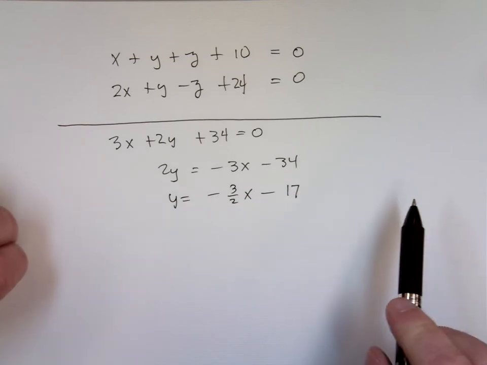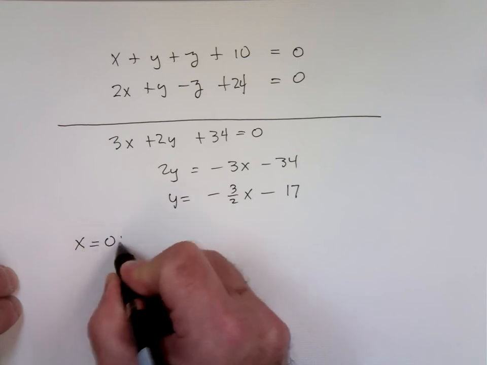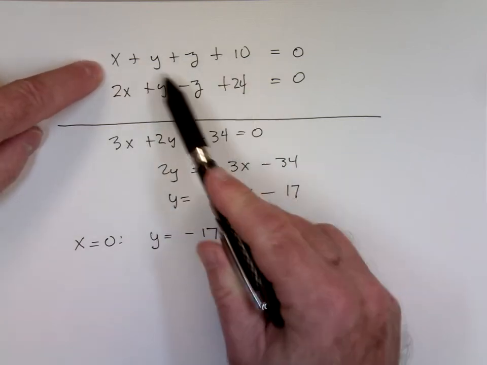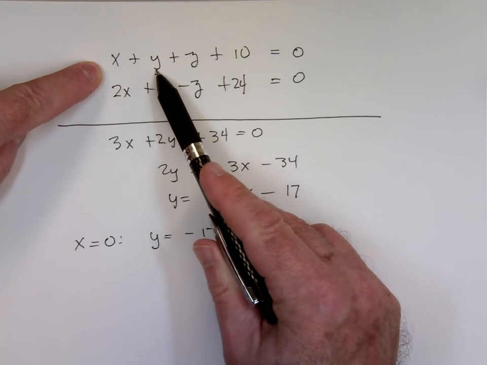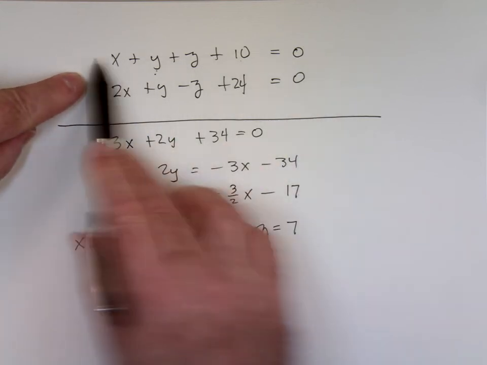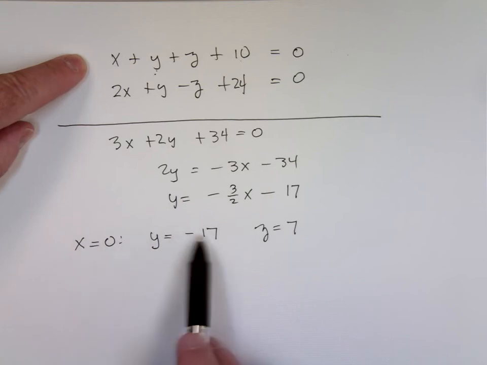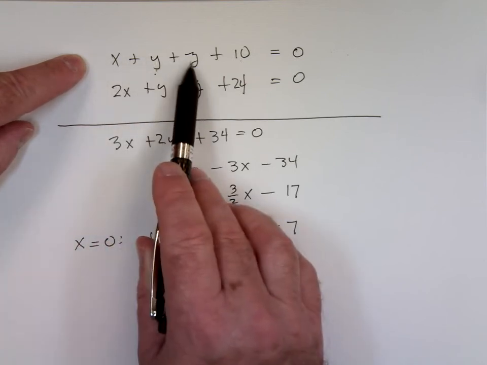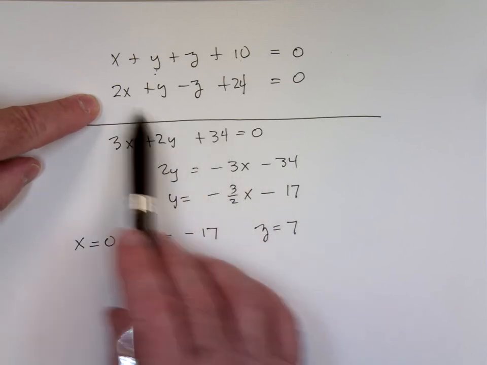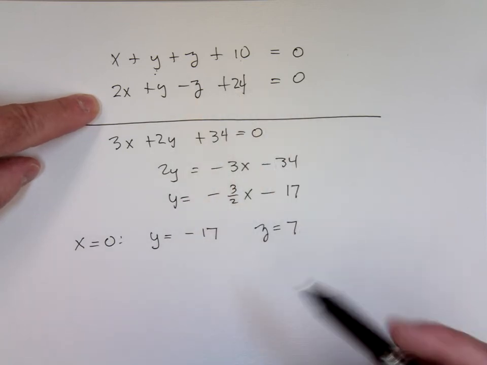So let's verify that. Let's take x equals 0. That's a point on this line. The y would be negative 17. If x is 0 and y is negative 17, we get negative 17 plus the 10 is negative 7, and z is 7, would be a point on this plane. Okay? You with me on that? Where did the 7 come from? The 7 came from substituting in 0 and negative 17 for x and y and solving for z in the first. In the second, when x is 0 and y is negative 17, we get negative 17 plus 24 is 7, and z also is 7 to make it equal to 0.